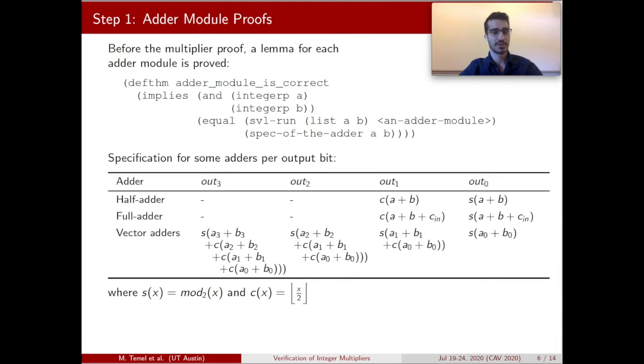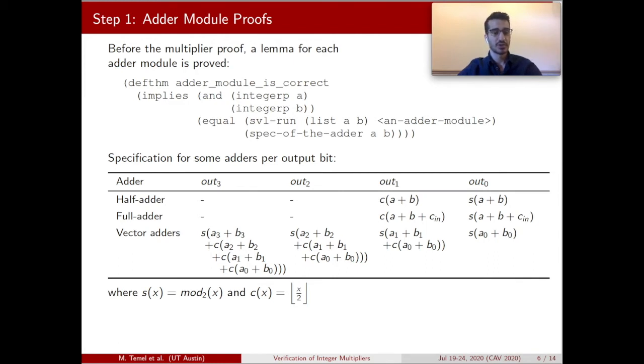This table gives examples of these specs for some common adders. A half adder has 2 inputs and 2 outputs, and its sum and carry bits can be represented this way. The same goes for full adders, which have 3 inputs instead. Vector adders or final stage adders also have a fixed specification for each output bit, as seen here for the first 4 bits. A multiplier might have different adder components, but coming up with these specifications is often trivial.